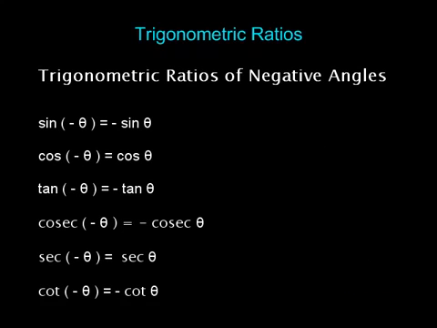Trigonometric ratios of negative angle. We have sin of minus theta equal to minus sin theta, cos of minus theta equal to cos theta, tan of minus theta equal to minus tan theta, cosec of minus theta equal to minus cosec theta, sec of minus theta equal to sec theta, and cot of minus theta equal to minus cot theta.